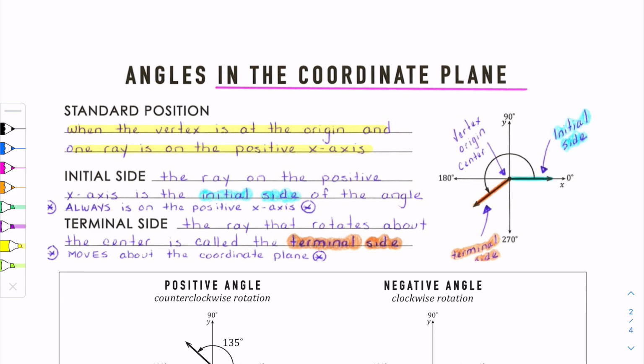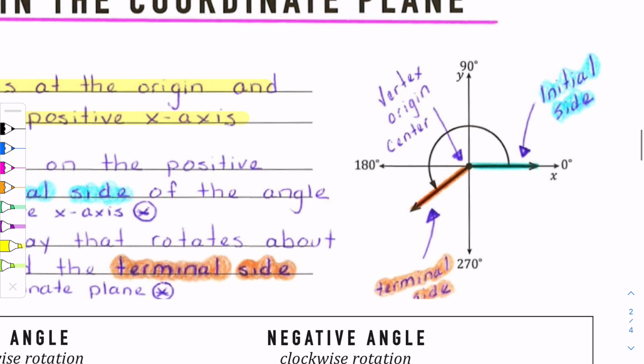Okay, so if we look at this, here's the origin. Standard position means that you always have one side of your angle on the positive x-axis. By the way, this is what we're working towards graphing. We're graphing angles in the coordinate plane. So again, standard position: origin, one ray, or one side of the angle, on the positive x-axis.